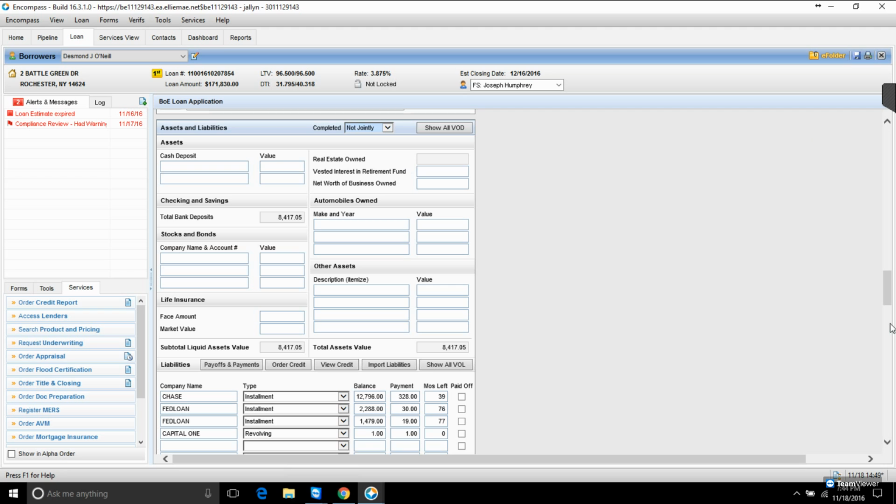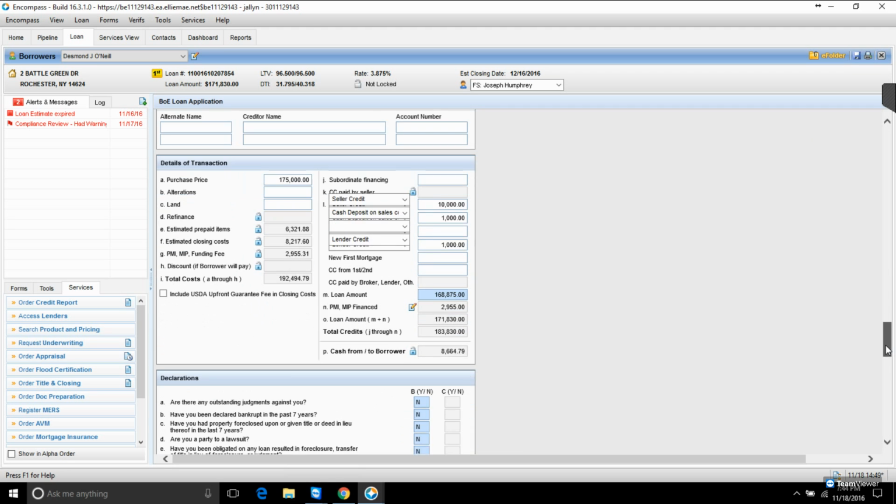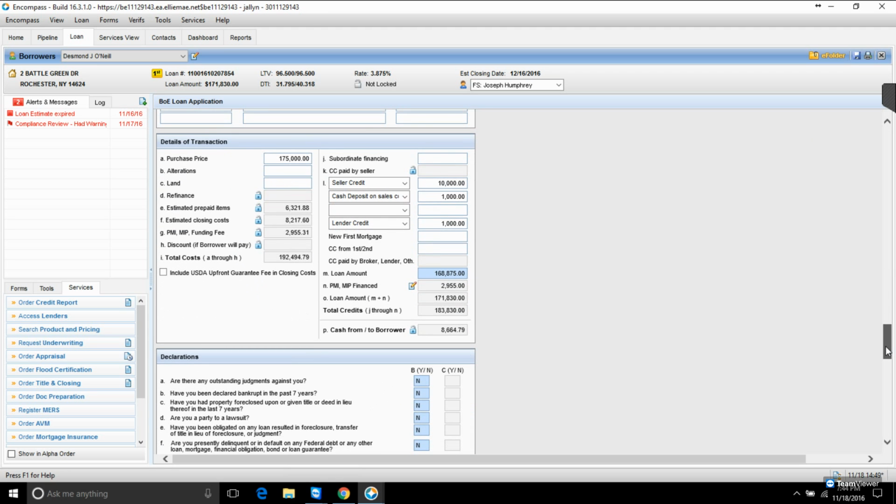So now what am I going to do? I'm going to go down to details of transaction and look at the cash to close. It's in letter P, 8664. You guys see that? So what I'm going to try to do now is figure out what rate I need to pick to keep this guy's cash to close within the limits I'm constricted to. My limit is how much he has.